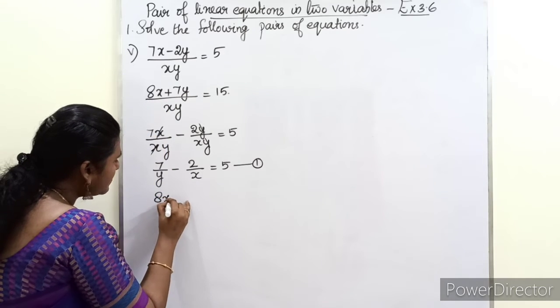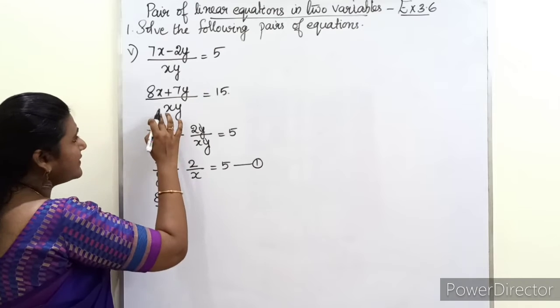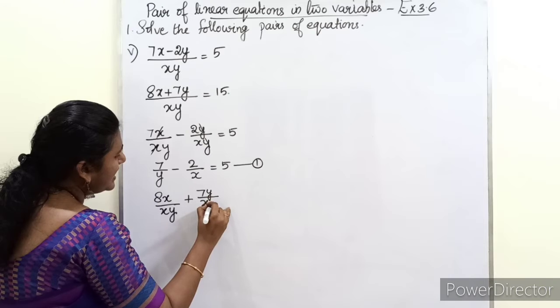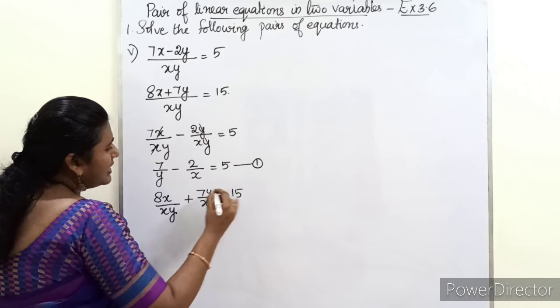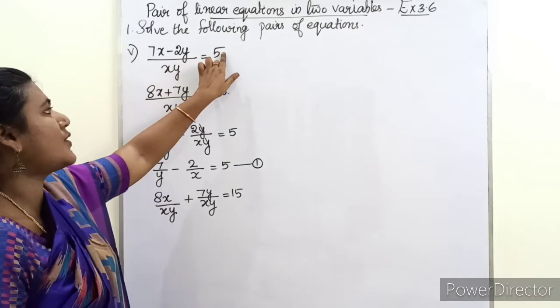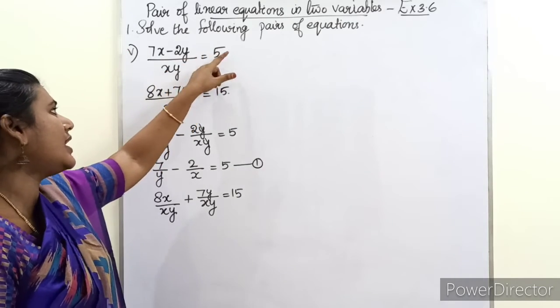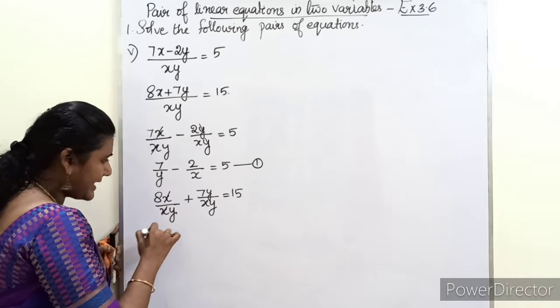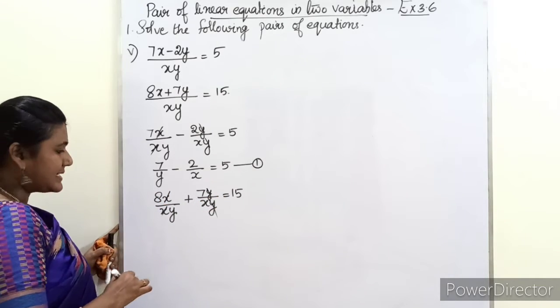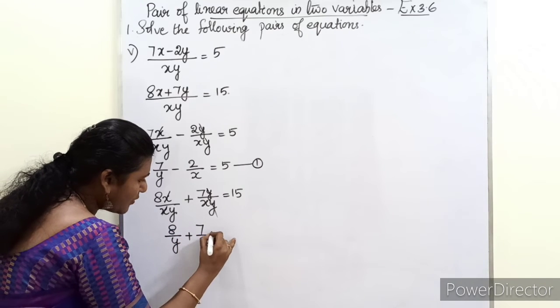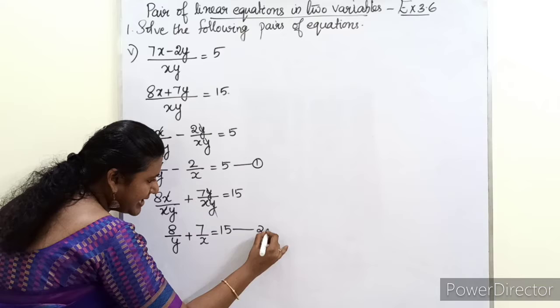Similarly the second equation also we will change, then we will do substitution. So 8x by xy, each term we are dividing by xy, plus 7y by xy is equal to 15. And children, I want to tell you one more thing. This xy, you don't take by cross multiplication, then it will go here, then you will have a confusion. So we will do like this. So x will get cancelled and y will get cancelled. So 8 by y plus 7 by x is equal to 15. This is the second equation.